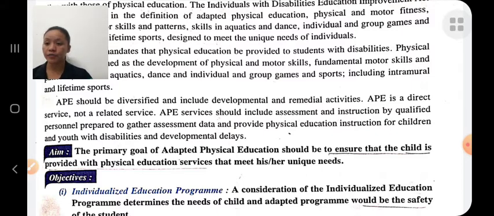Adaptive physical education means adjusting or modifying the physical education program so that it meets the needs of disabled persons. And the aim of adaptive physical education is to ensure that each and every child is provided with physical education services to meet his or her unique needs.